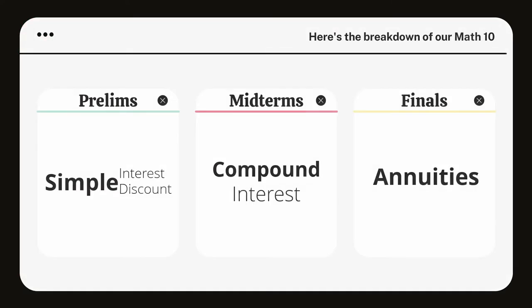Okay, so the breakdown of our Math 10 goes like this. For preliminaries, we will be discussing simple interest and discount. For midterms, it's going to be all about compound interest. And for finals, we will talk about annuities.